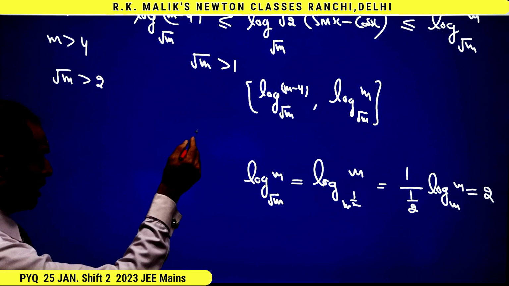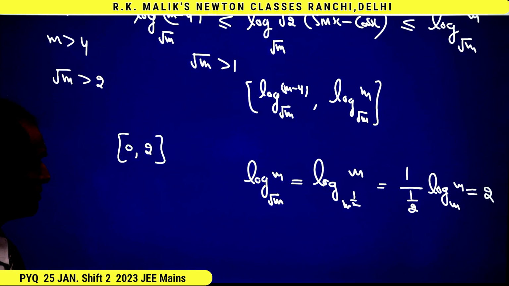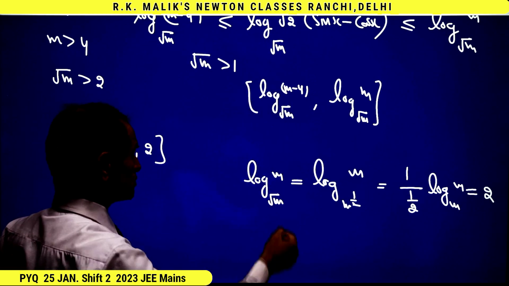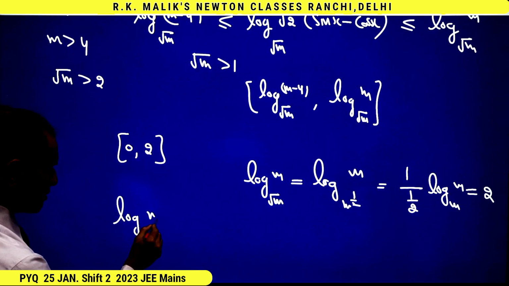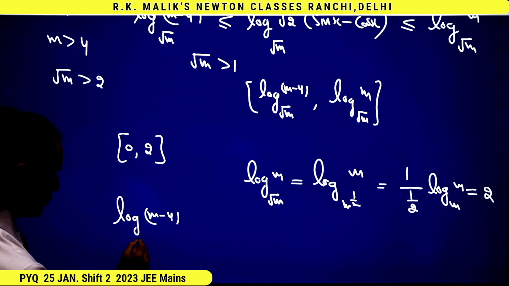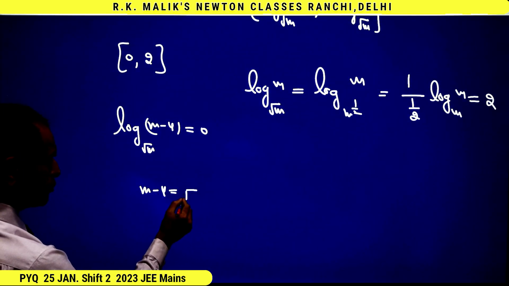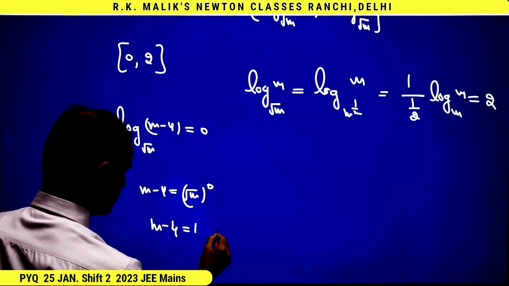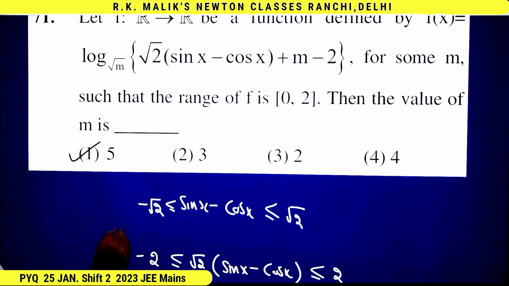And because I want the range to be 0 to 2, hence the value of m should be such that the value of this becomes 0. And taking log of m minus 4 to the base root m equal to 0, I get the conclusion that m minus 4 is equal to root m to the power 0, that is m minus 4 equal to 1, that is m is equal to 5. Hence, I can say the first choice is correct.